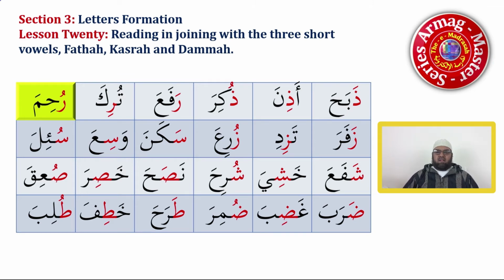So look at this word in the yellow box and we will see what that word is. Okay, start. That word is Uruhima. Uruhima. Okay, so if you get that correct, mashallah. Let's see what the other word is. That word is Doroba. Doroba. Okay? Excellent. Let's see the other word.